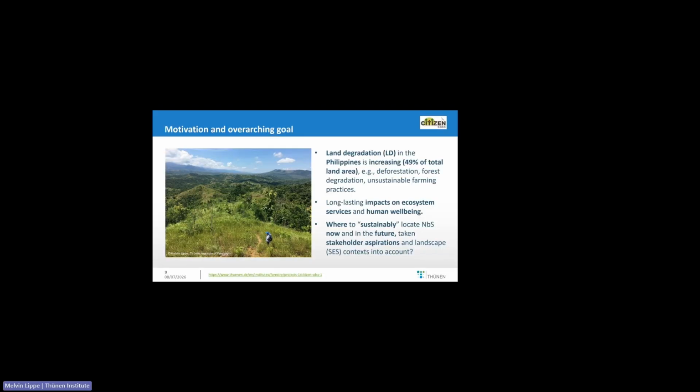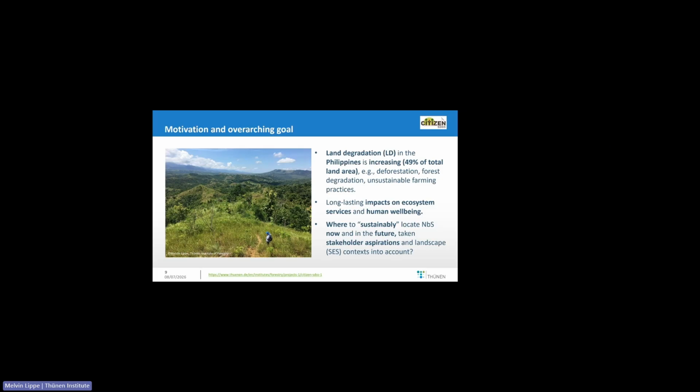So I would now like, after having set the scene, to introduce you to key features of the CITIZEN-SDSS project. If you're interested in further information, just try a Google search for CITIZEN-SDSS Thünen. So what was the motivation and the overarching goal of the project?